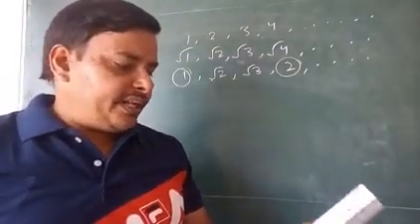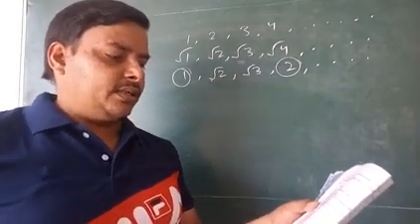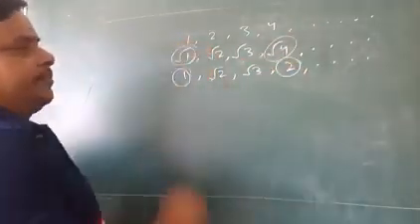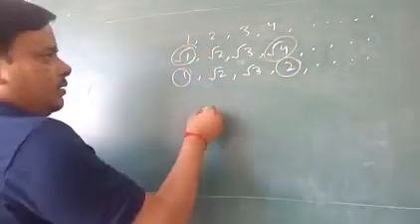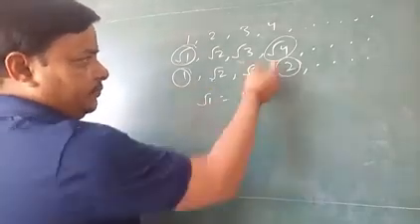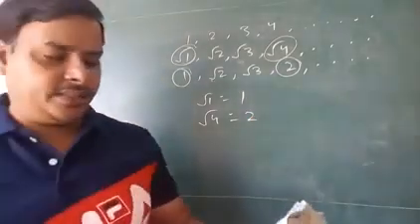If not, give an example of the square root of a number that is rational. You can give this example or this example. Since root 1 equals 1, that is rational, and root 4 equals 2, it is also rational.